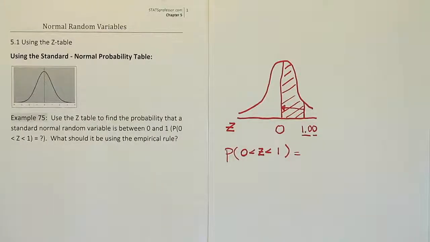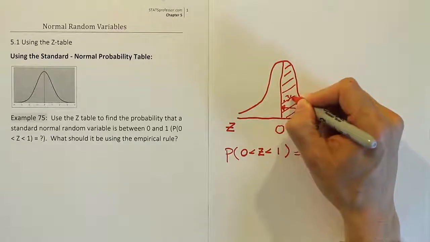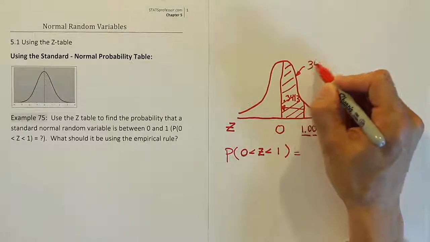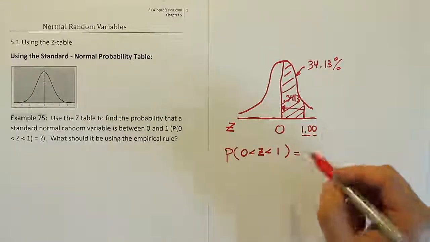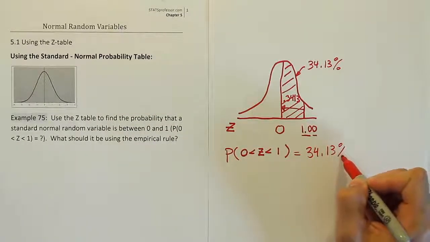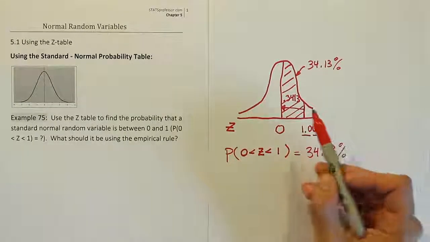Okay, so we're back from our z-chart, and we get the answer for this space here, 0.3413. So in other words, that area is 34.13%. And since that's the exact area we were looking for, that's the answer to our question, right? 34.13%.